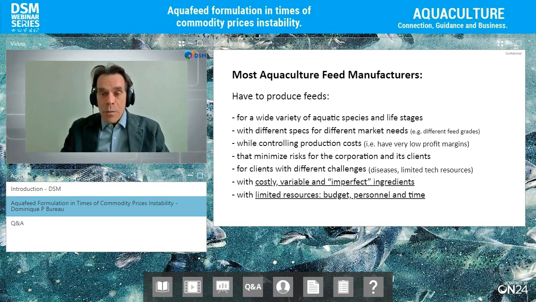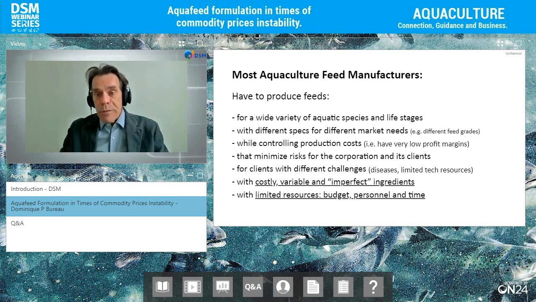Different grades of feed will be demanded by farmers. Some corporations can afford very expensive feed, whereas smaller farmers with not very large financial means will prefer much cheaper feed, lower quality feed, and try to make do of this. As feed manufacturers, feed formulators, nutritionists, you have to control your production costs. You have very low profit margin. It is not a business where you're actually making a lot of money per kilogram of feed that you're feeding. So controlling costs is everything in that business.